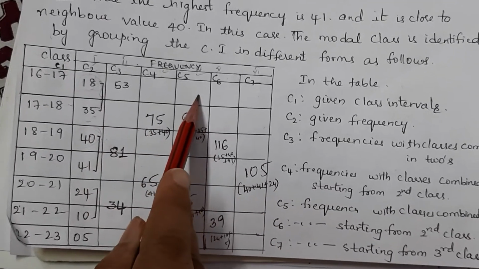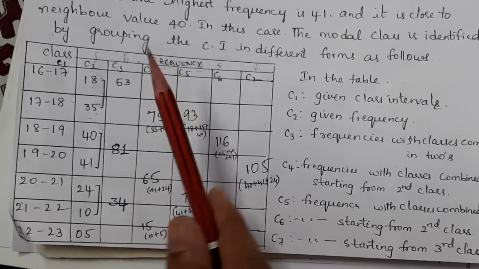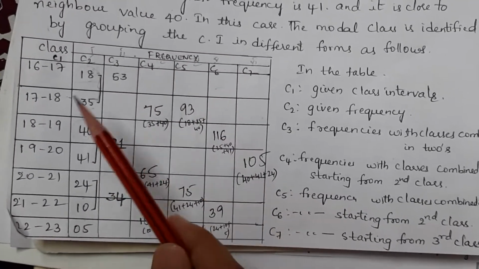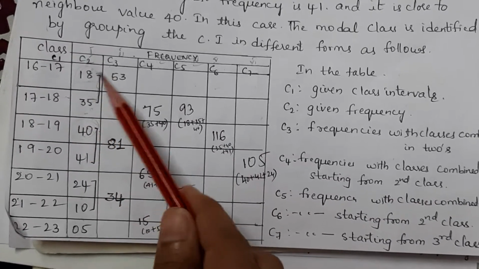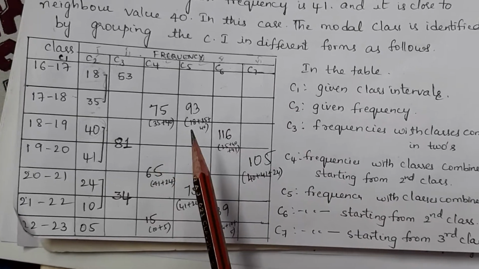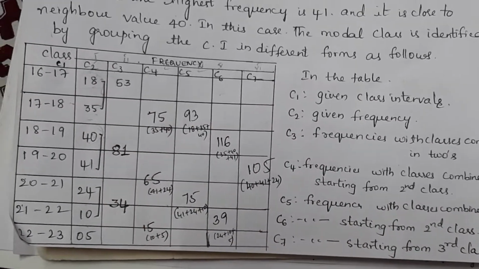Then C5 is the frequency with the classes combined in 3 values, these 3 values. And C6 is the frequencies combined with 3 values by leaving the first value. And C7 is the frequencies with the classes combined in 3 by leaving the first 2 values.